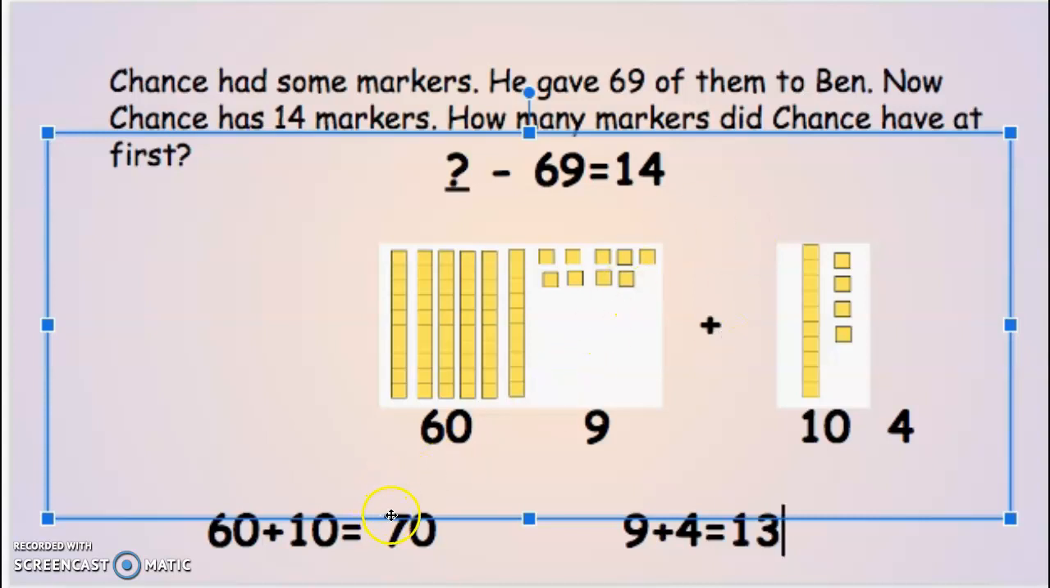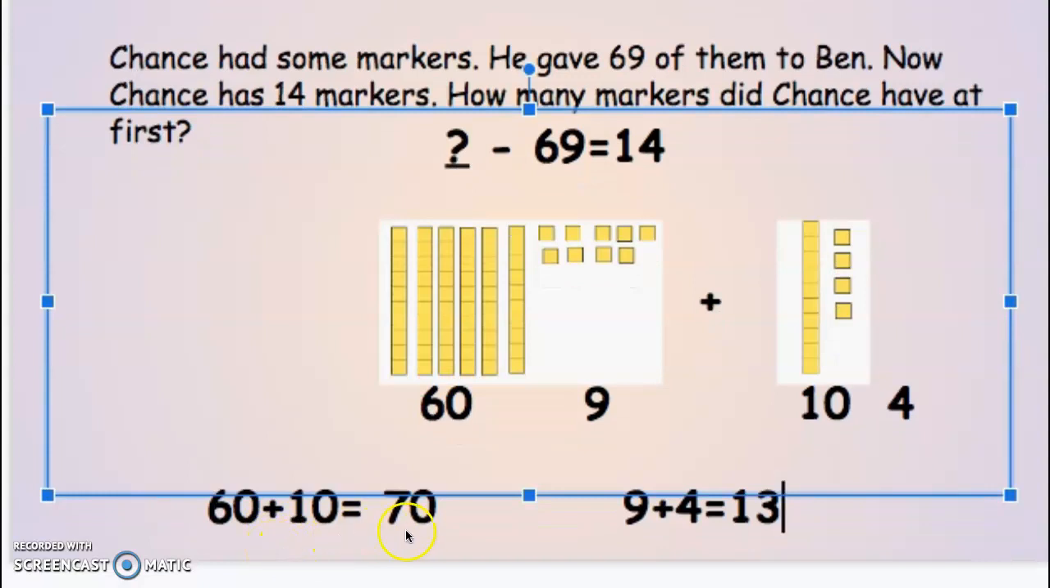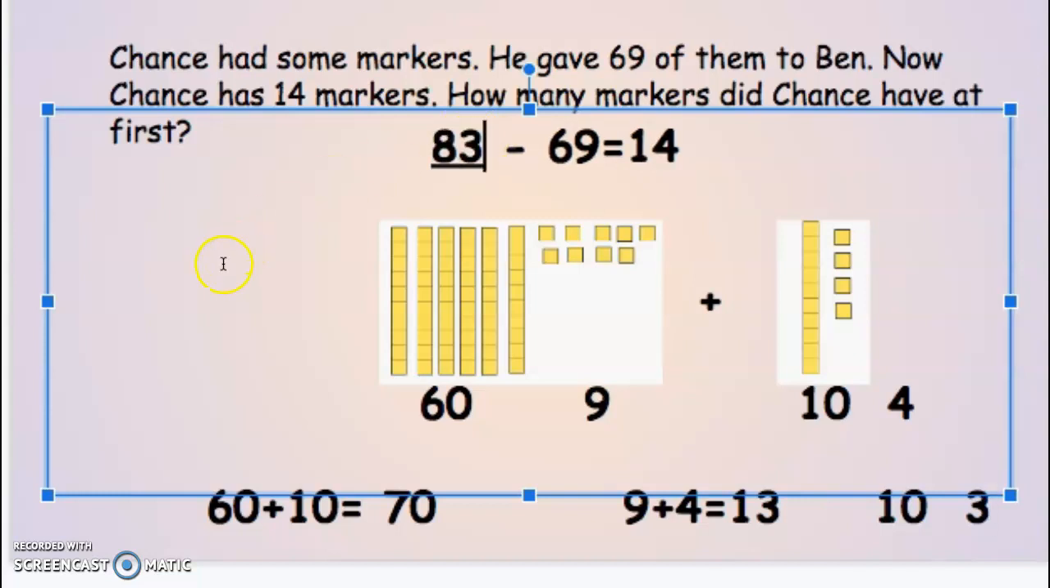So 70 plus 13, okay? I'm now going to add 70 and 13 together. Well, I'm going to break apart 13. I know that there's a 1 in the tens place and a 3 in the ones place. So I'm going to add 70 plus 10 is 80, and then 80 plus 3 is 83. So I know I started with 83. That's how many Chance started with. He started with 83 markers.